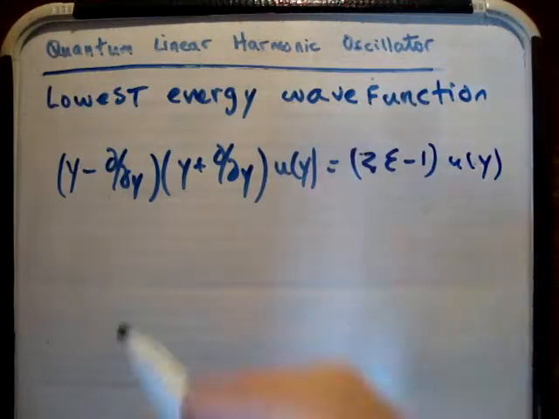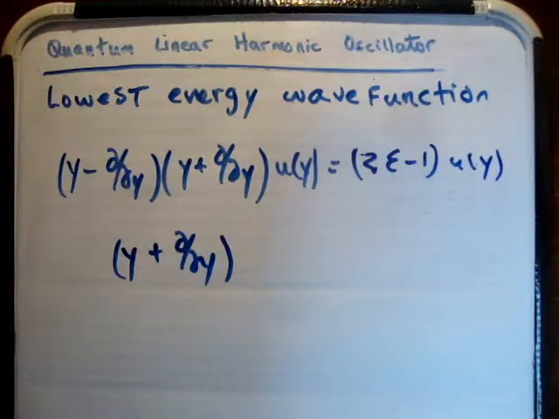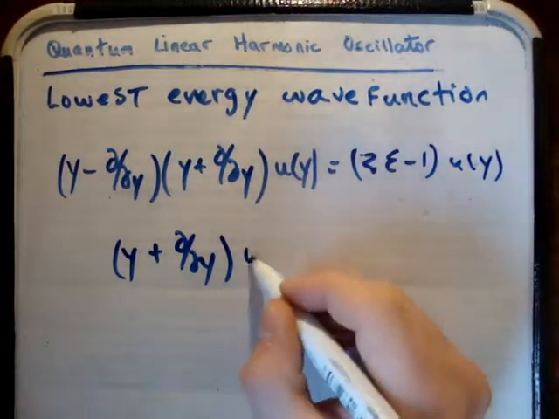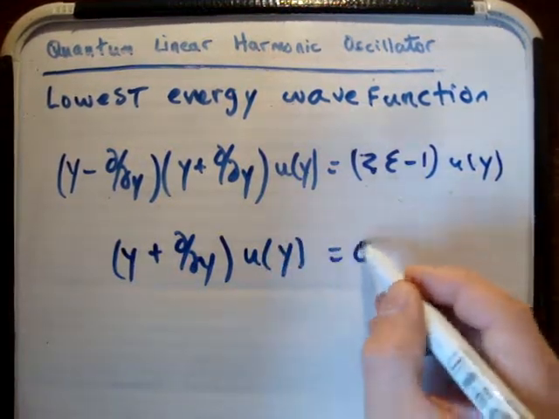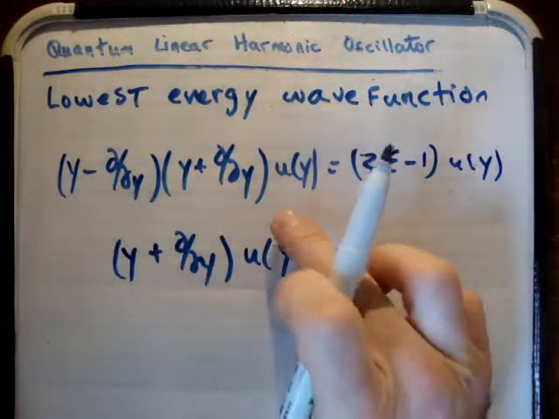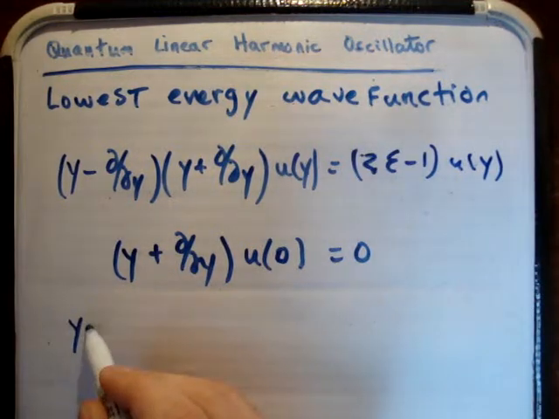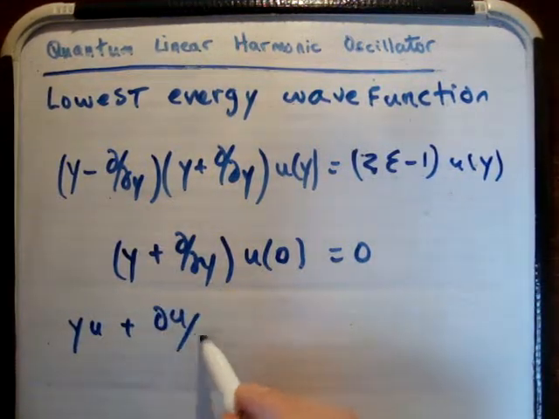So if we know that the y plus d/dy operator will lower my energy, the question is: what wave function u of y will give me zero energy? If I keep lowering, when I get to my lowest energy and apply the lowering operator again, I'm going to get zero. So let's see what happens if I do that. I'm going to call this u0, because this is going to be my lowest energy wave function.